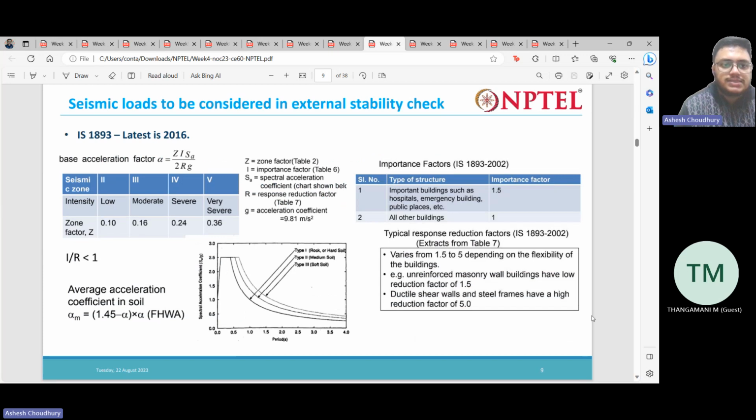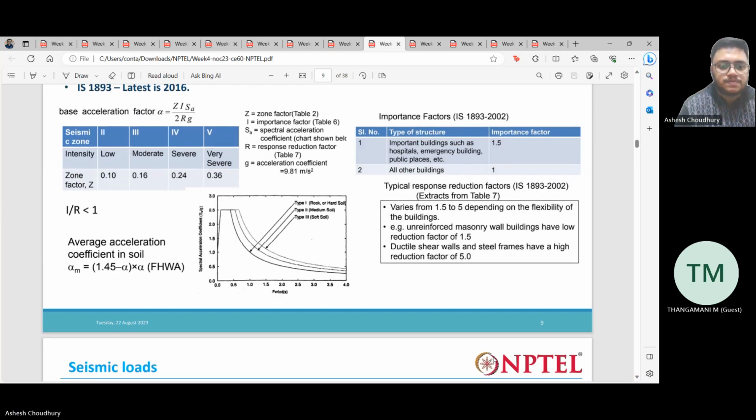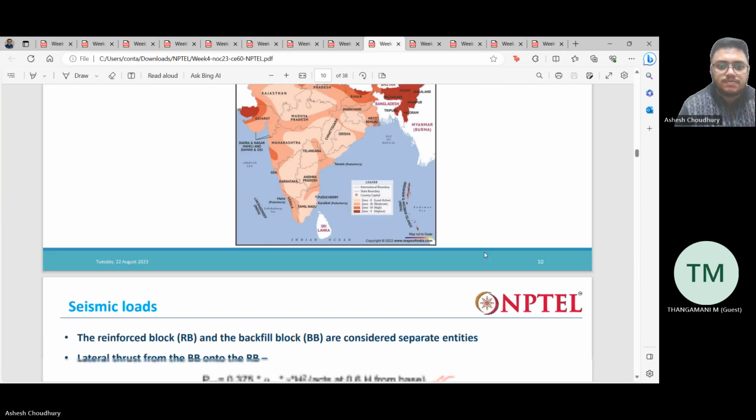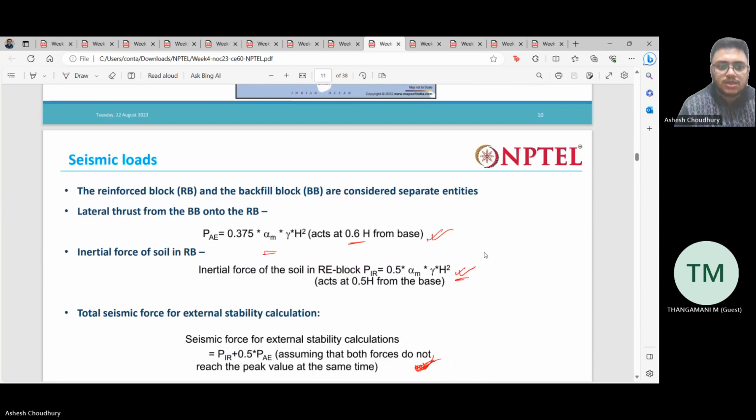Okay, so these are the seismic loads, how to calculate the seismic loads, everything from IS 1893. This we had discussed in brief. This is the seismic zonation map of India. How to calculate all the seismic loads, we saw.